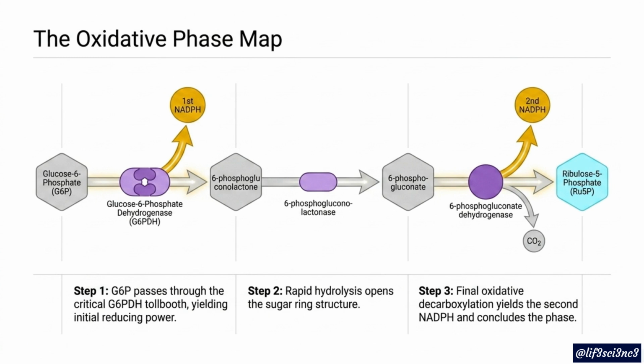Let us walk through the irreversible oxidative phase map. In step 1, G6P passes through the critical G6PDH toll booth, yielding our very first molecule of reducing power as NADPH. In step 2, a lactonase enzyme facilitates rapid hydrolysis, opening up the sugar's closed ring structure. Finally, step 3 drives a definitive oxidative decarboxylation. This strips away electrons to yield a second molecule of NADPH, kicks off a molecule of carbon dioxide waste, and concludes the phase by leaving us with a 5-carbon sugar, ribulose 5-phosphate.